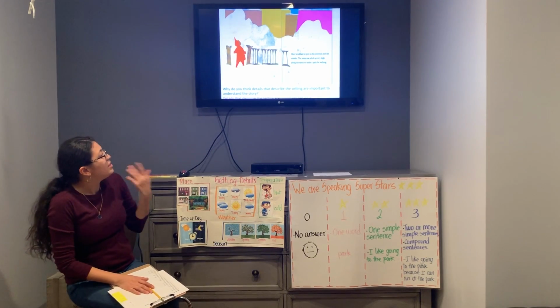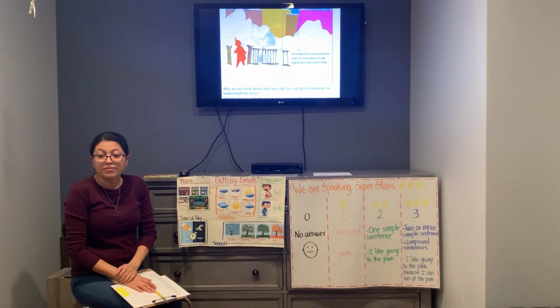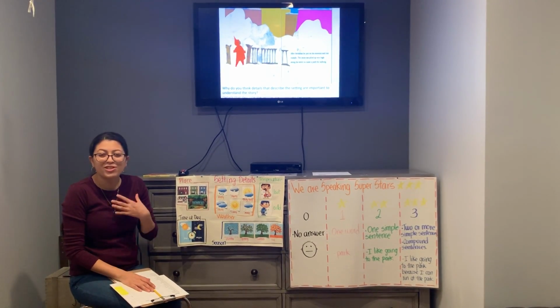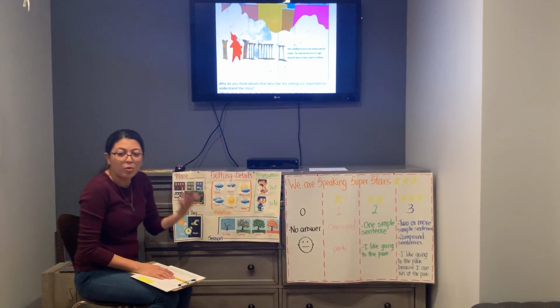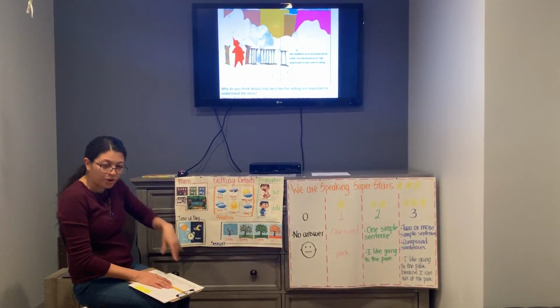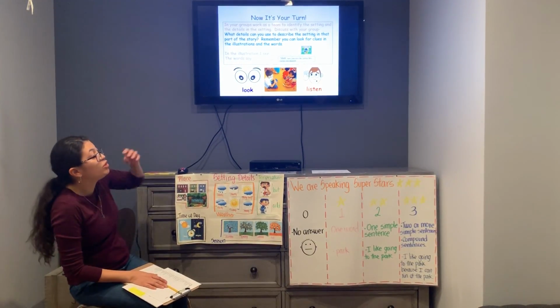Now, why do you think the details that describe the setting are important to understand the story? They help us understand why characters do things, right? They help us understand why he was wearing pajamas, why he's wearing a snowsuit. Excellent. All right, boys and girls, now it's going to be your turn.